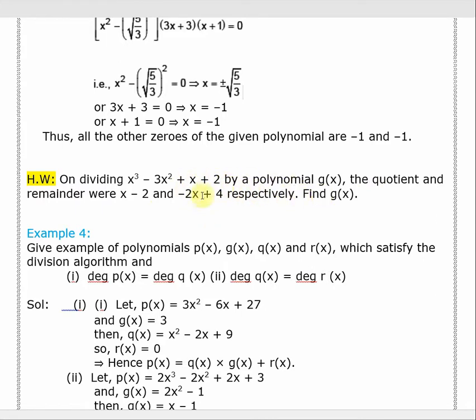I hope you will be able to do this sum. I'll repeat how to do this. Gx means the unknown gx, you have to find it out. This will be divided by one of the factors, the quotient and the remainder. That means x minus 2 is the quotient. You will divide x cube minus 3x square plus x plus 2 by x minus 2, and check what the remainder is, and the remainder will be equal to this. Then you compare the two equations and find the gx.